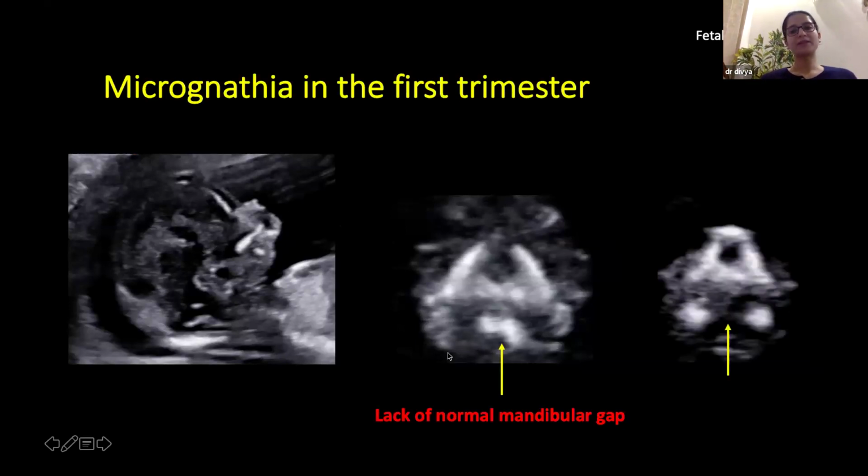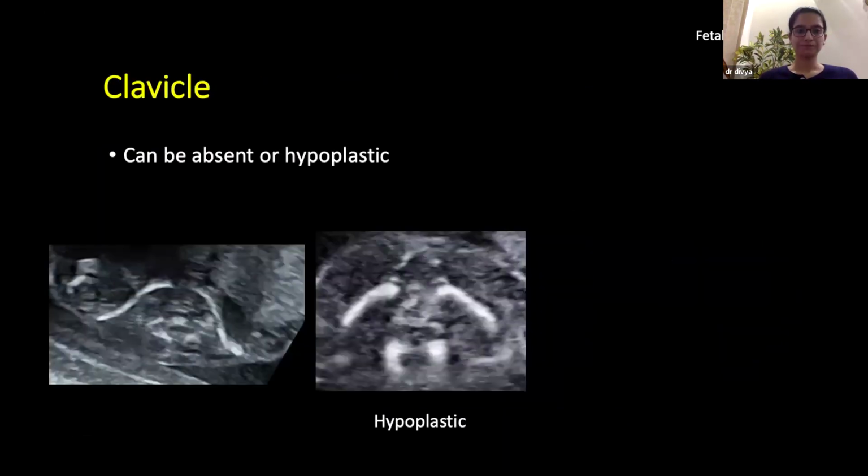The normal retronasal triangle looks like this. It has this normal gap termed as the mandibular gap seen in between the rami of the mandible. When there is micrognathia, the mandible is receded posteriorly, and so you won't be able to see the normal mandibular gap, but instead you will see the anterior part of the body of the mandible and lack of mandibular gap in case of micrognathia in the first trimester in this retronasal triangle view.